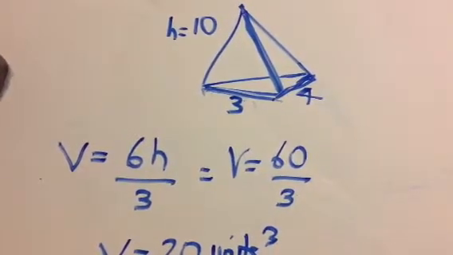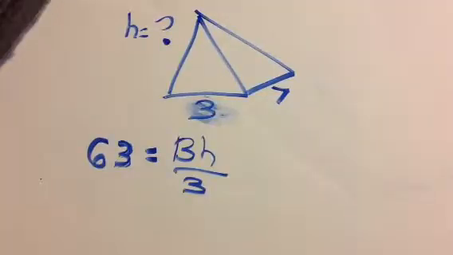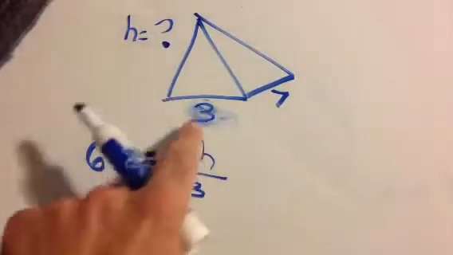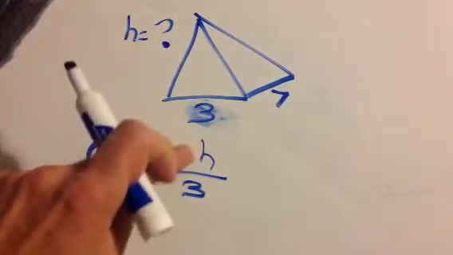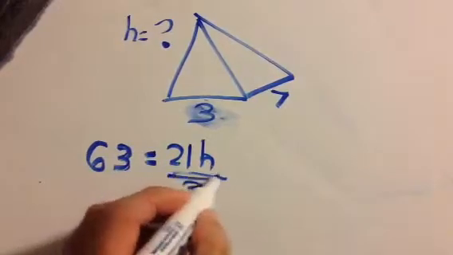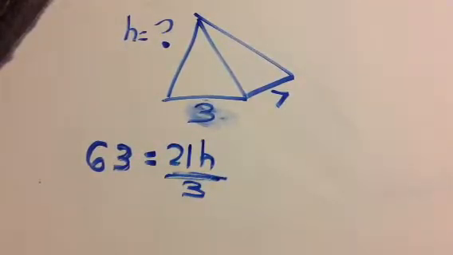Okay, so we did one with a rectangular base, one with a triangular base. Let's do a tricky one now. Okay, so well, we do know the base. Remember, 7 times 3 is 21. So we can just get rid of the B, and now it's 21H. Right? So we want to isolate the H, so I'll bring the 3 up. Remember the old trick, you can multiply up or divide down, so we'll multiply this whole thing up.